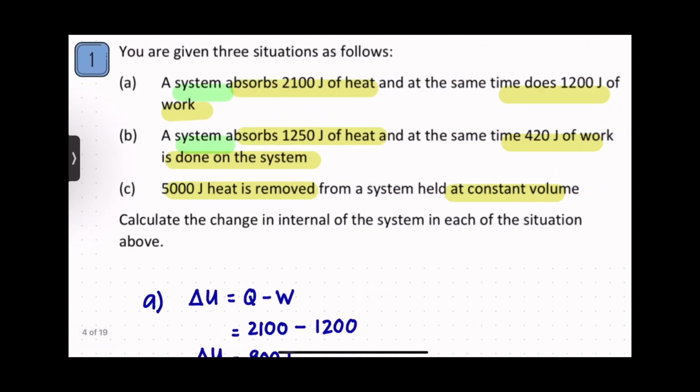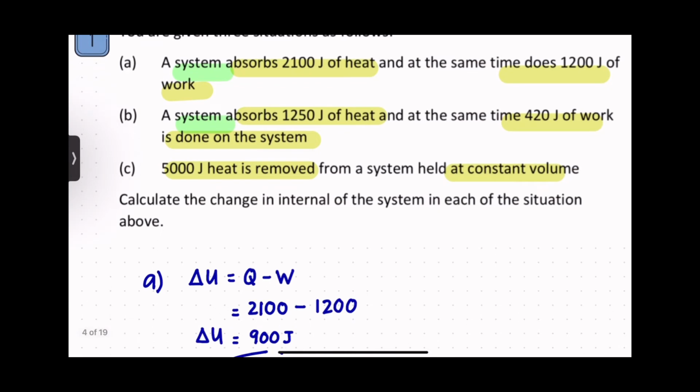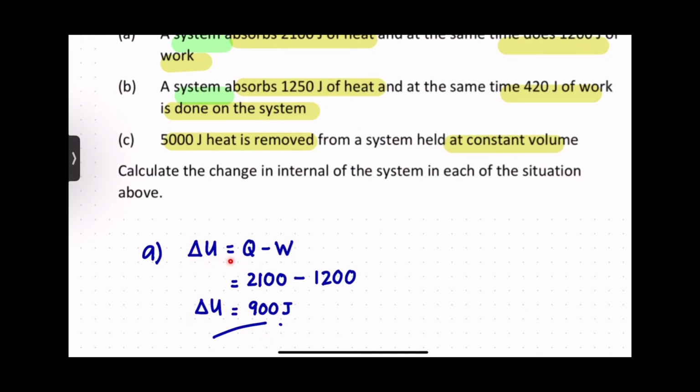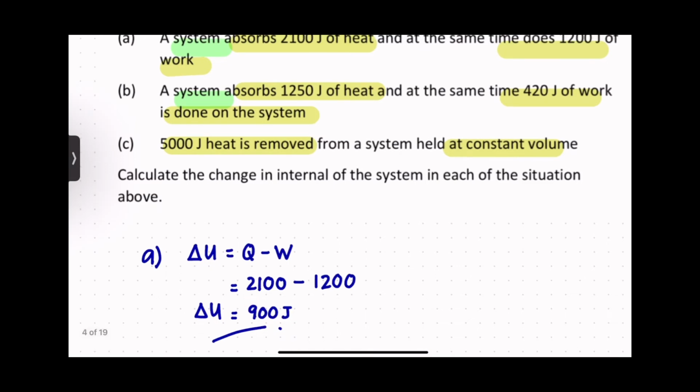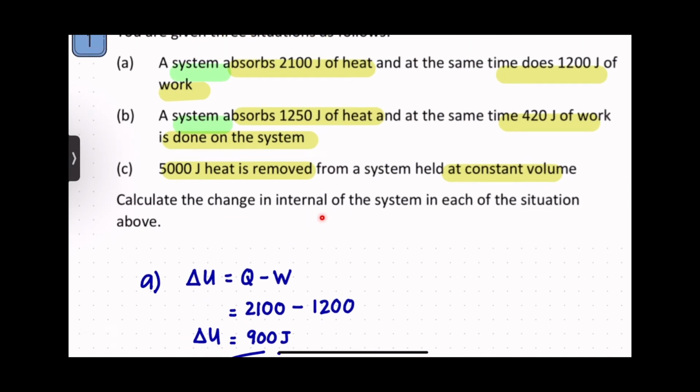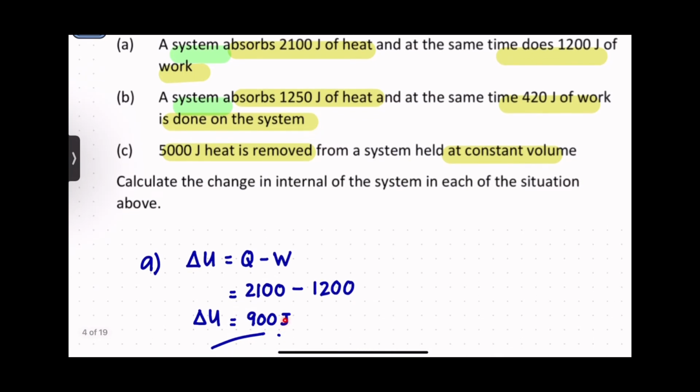Okay, now we have an example. You are given three situations as follows. First, a system absorbs 2,100 joules of heat and at the same time does 1,200 joules of work. This means the system absorbs heat, so Q is positive, and at the same time the system does 1,200 joules of work, so the sign of work done here is also positive. So based on the thermodynamic equation, delta U equals Q minus W. Substituting the values, we get that the change in internal energy of the system is 900 joules.